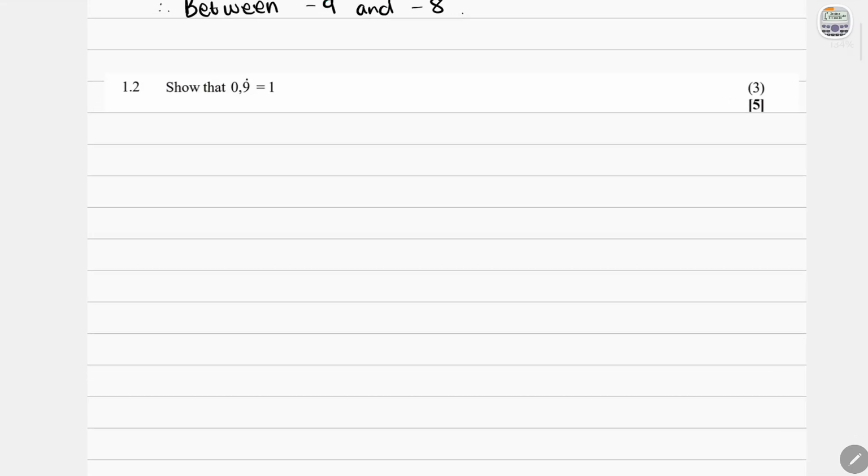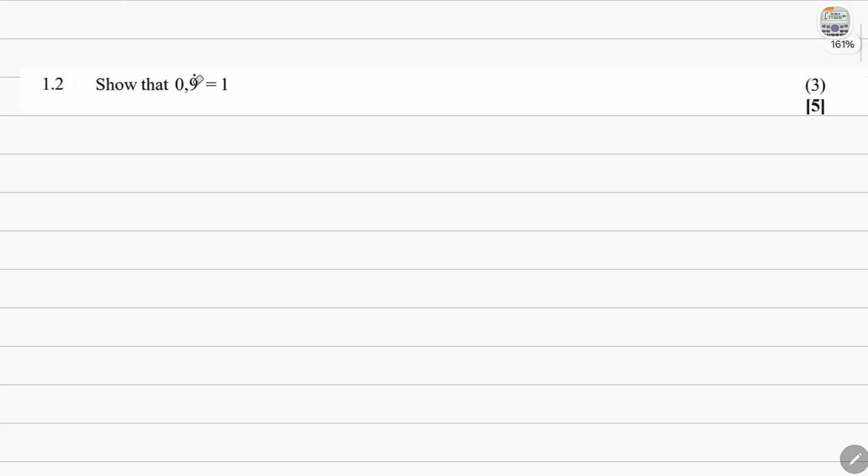And then question 1.2 says, show that 0.9 recurring equals 1. This is a question that is asked a lot here and there, so just keep in mind how to do this. It's also a question that is worked on in the first sections of your textbook. So it is 0.9 recurring, which looks like this, 0.999, and it just continues. And we need to show that it's equal to 1. The way we can do this is to convert this into a fraction, and then you'll see that that fraction will be equal to 1.